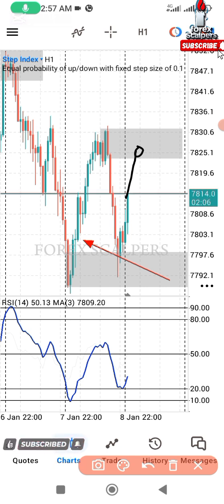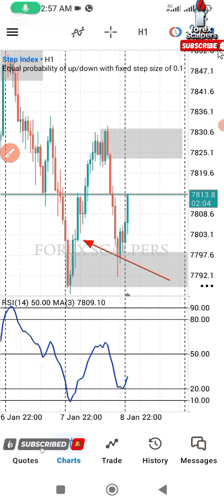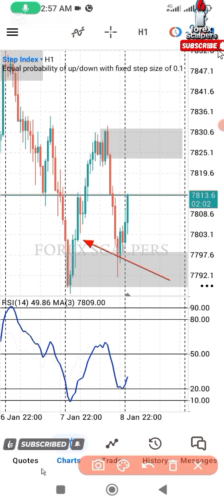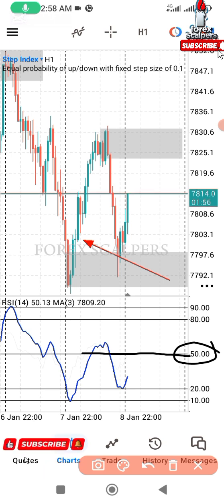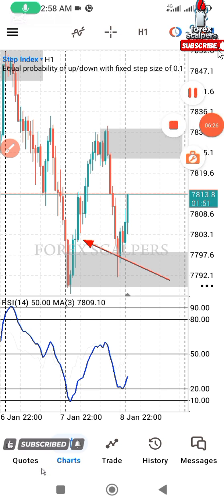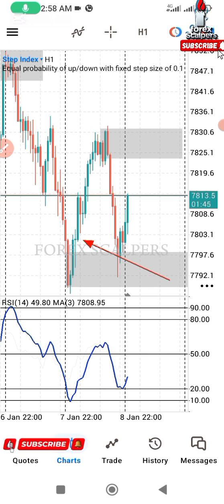Now in the subsequent video, I'll be showing you the continuation pattern using this level of 50. This 50 is for continuation trade entry, and that is what I'll be sharing with you in the subsequent video. This is highly effective. This is how you can buy low and sell high using the RSI and the moving average indicator.